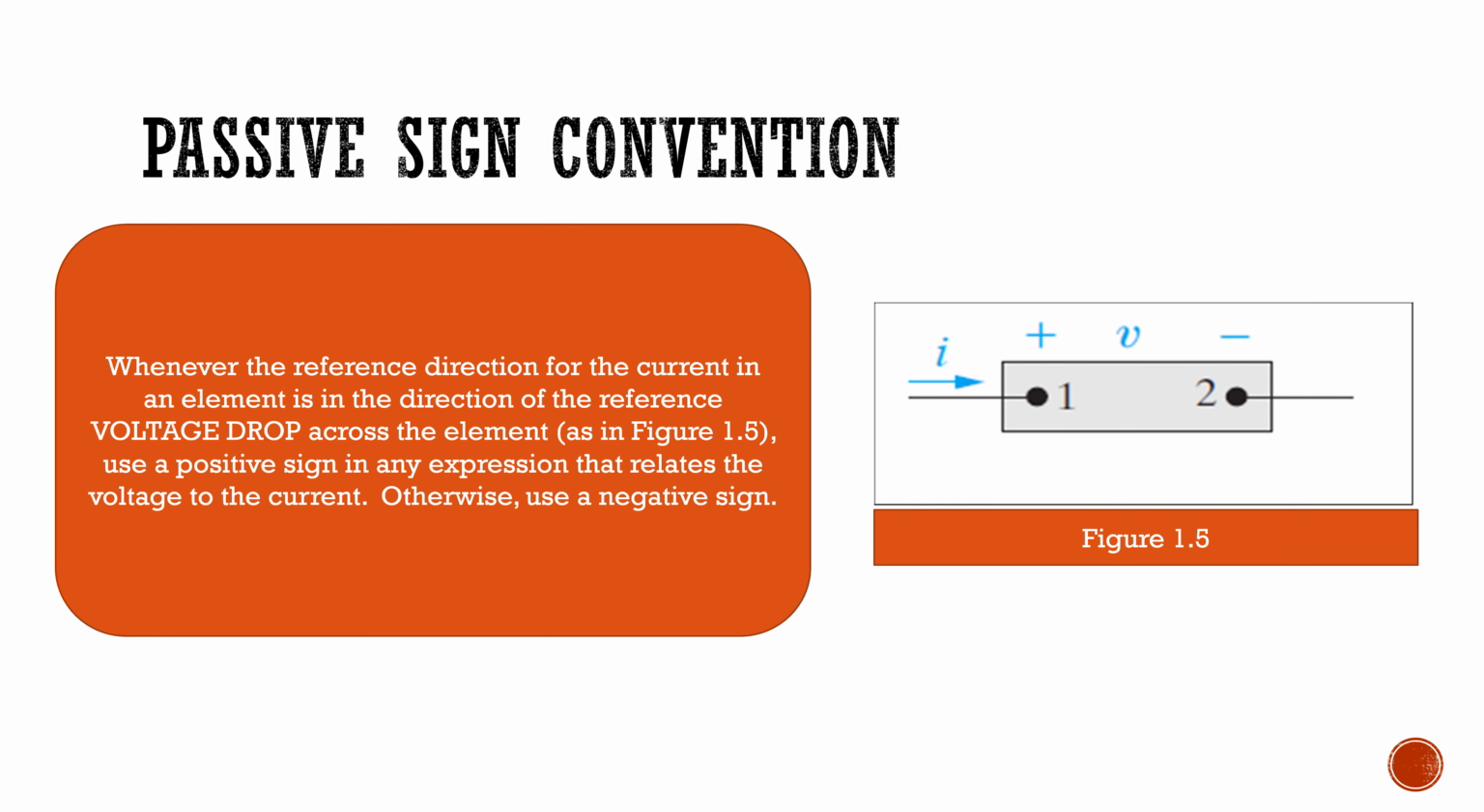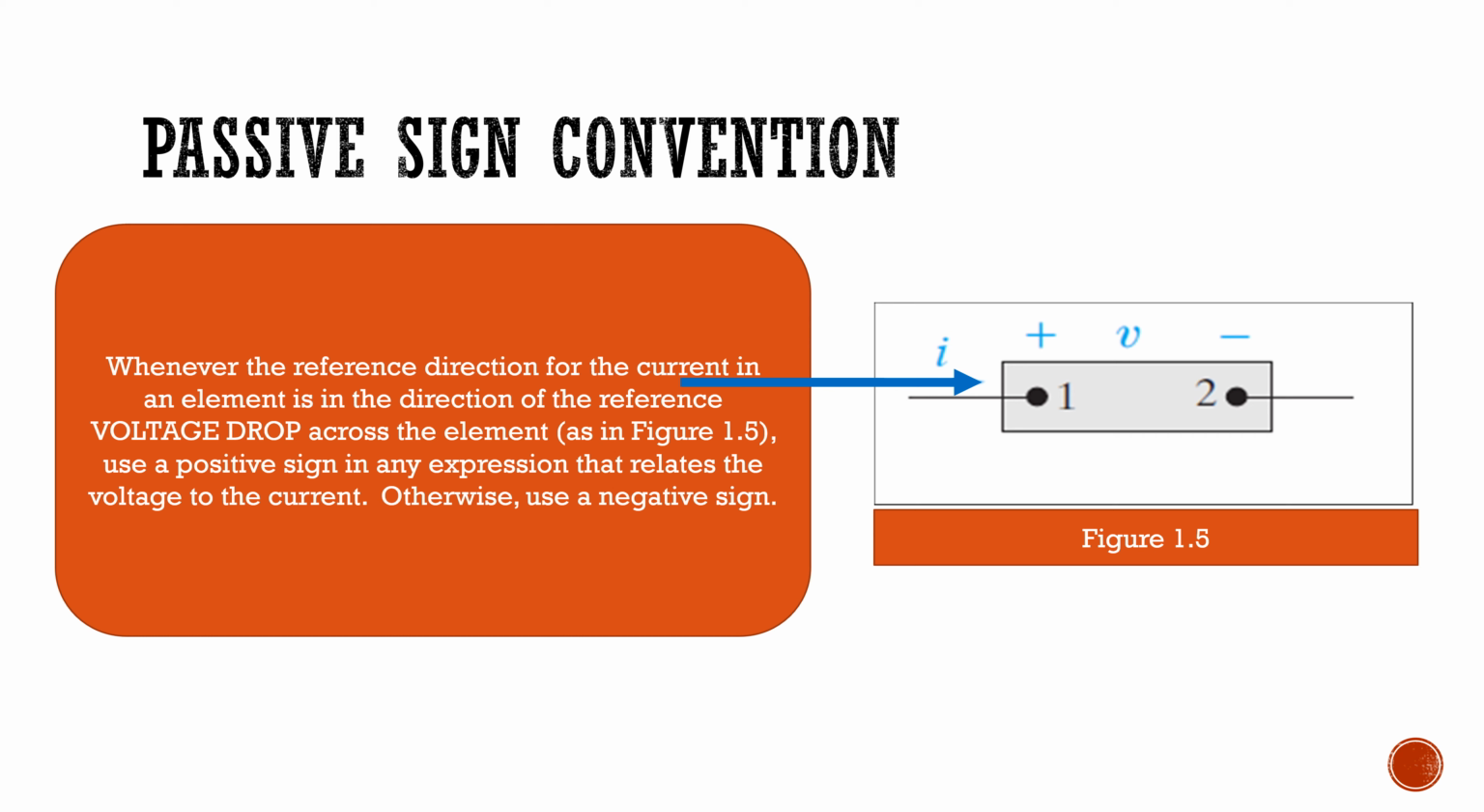Now let's take a look at the passive sign convention. In circuit analysis, the convention is to draw the direction of the current entering into the positive terminal of an element. Therefore, the reference direction for the current in an element is in the direction of the reference voltage drop. We call this convention the passive sign convention.